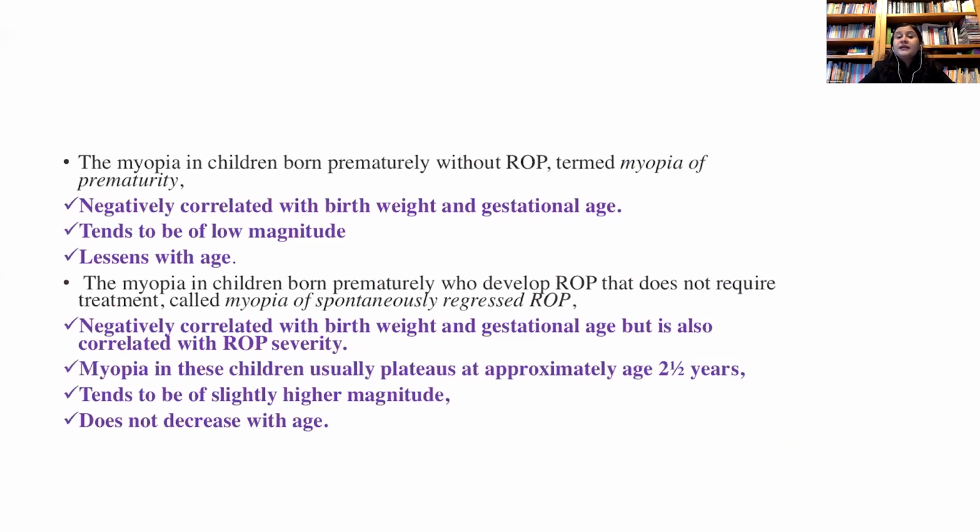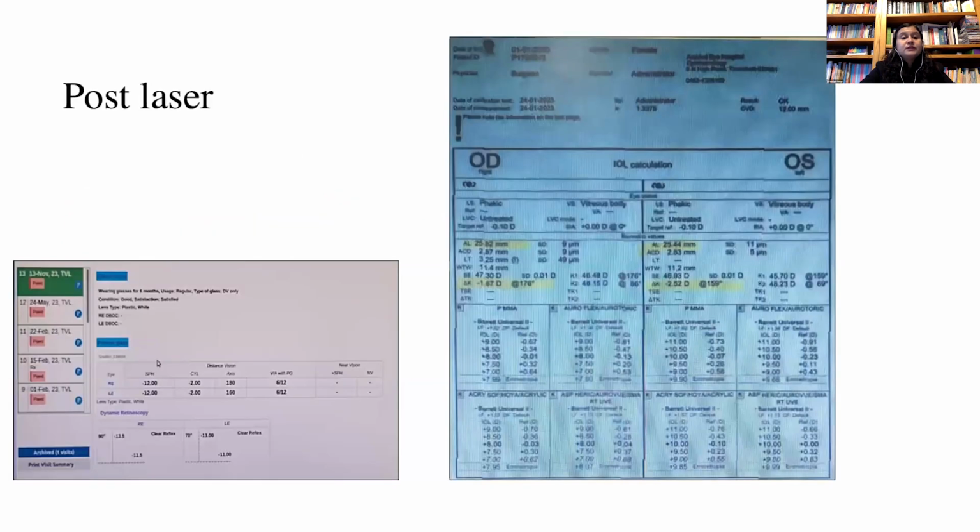So myopia in children born prematurely without ROP, that is myopia of prematurity, is negatively correlated with birth weight and gestational age. It tends to be of low magnitude and it lessens with age. While myopia of spontaneously regressed ROP is negatively correlated with birth weight and gestational age, but also with the ROP severity, and myopia usually plateaus at the age of 2.5 years. It is of higher magnitude and doesn't decrease with age. So here we will see a couple of examples.